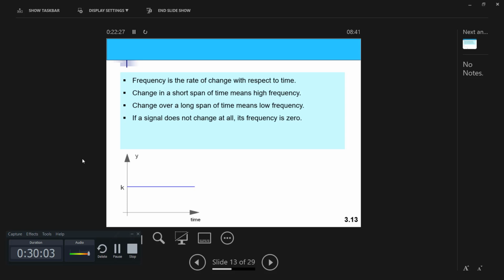For example, this signal, what's the frequency of this signal? If I give you this signal in time, what will be the frequency? Zero. Now the opposite: if I give you a signal that changes instantaneously, like this, what will be the frequency? Here, from this point to this point, it changes in almost no time. So what's the frequency? Infinite. It changes in almost no time, so it means the frequency is almost infinite.